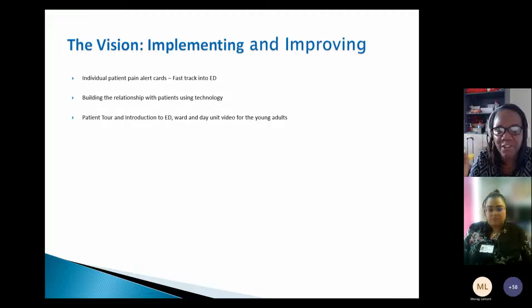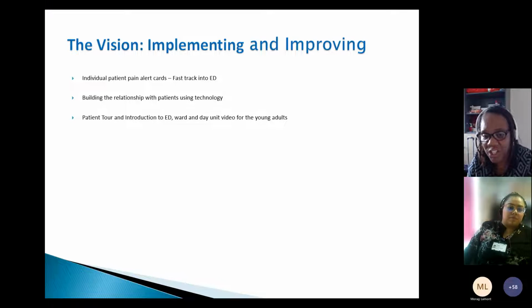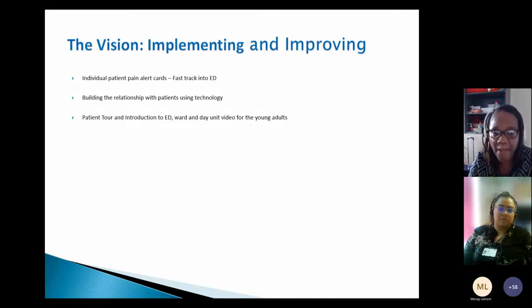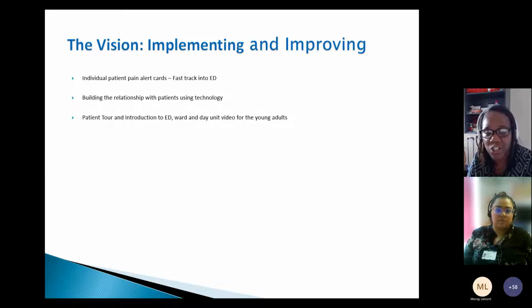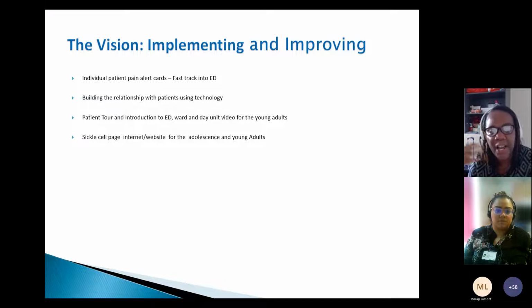Again, it's about building a relationship with the patient using technology. Young people are very much into technology as well. So I think that's something that would be coming to the forefront.